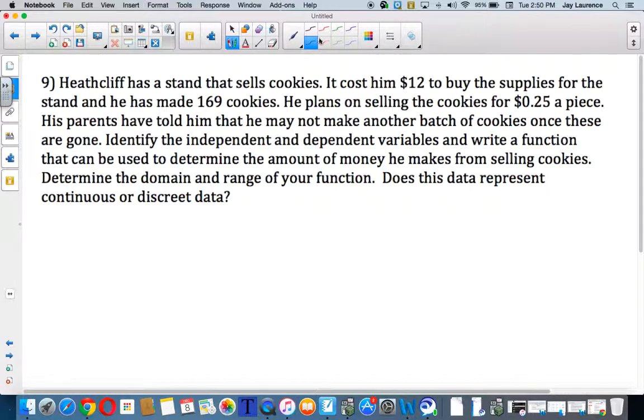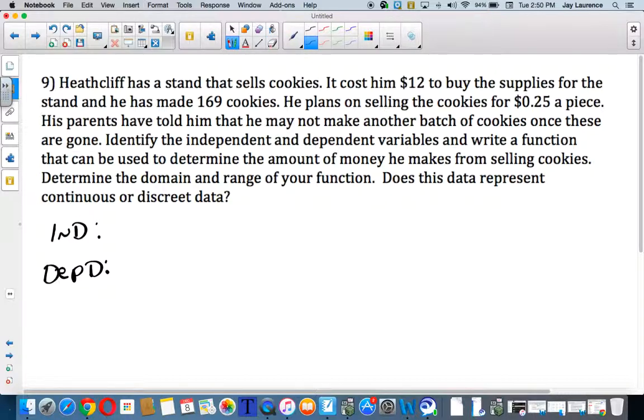If you're still watching, I'm assuming that the class is ready to hear this. So, Heathcliff has a stand selling cookies, cost him $12 to buy supplies. All right, first of all, I'm going to go for my independent and my dependent variables. And that looks like "p-pendant," and I don't want a p-pendant, so I will change that to dependent.